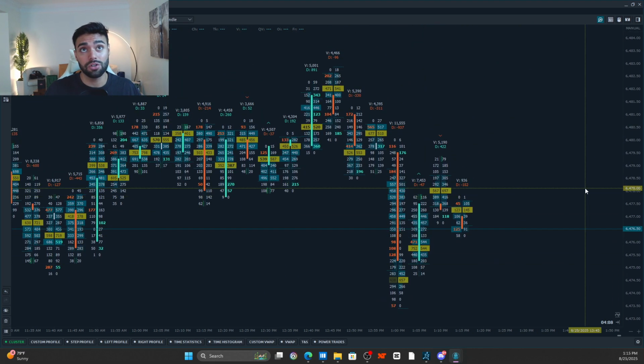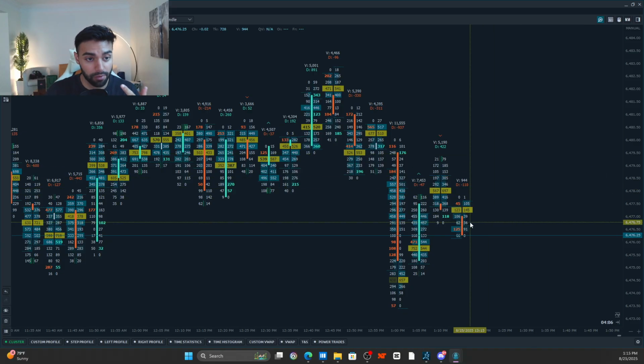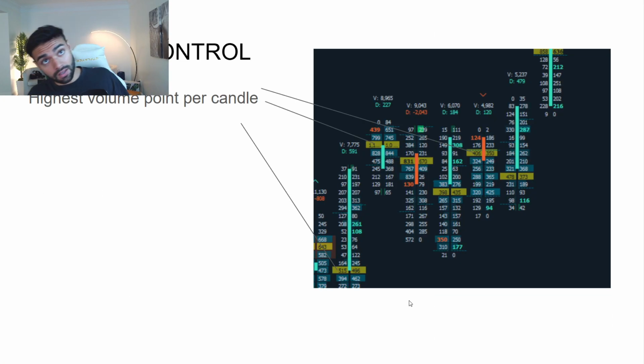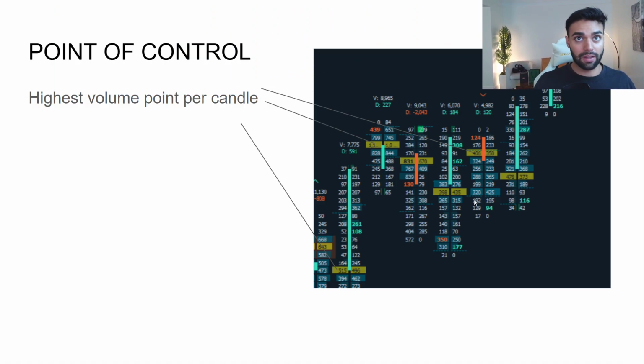So it can not only show you where all the offers are, where all the buyers are, where all the sellers are, if there's more buyers, if there's more sellers, but it also shows you the volume, again, per tick, which is super, super useful, guys. Now, a couple more things it will show you as well. It will show you the point of control of the candle, which is the yellow line you see right here. And this is just the highest volume per point per candle, meaning that on this candle, the highest volume was right here in this yellow line.